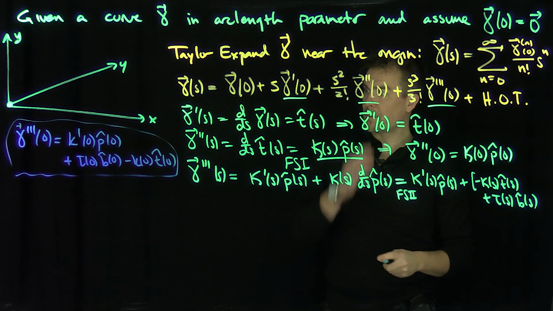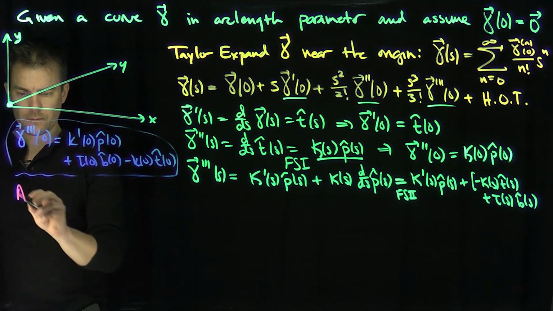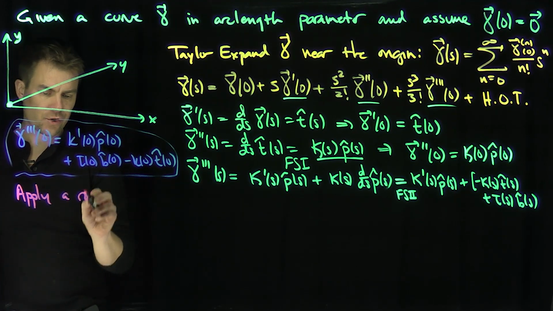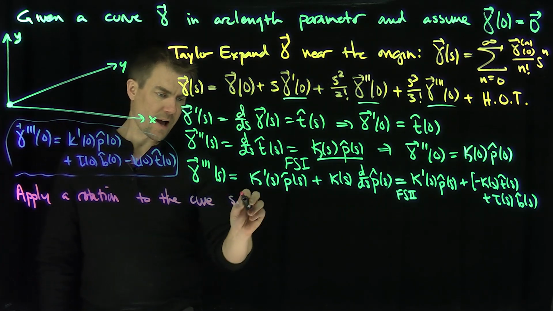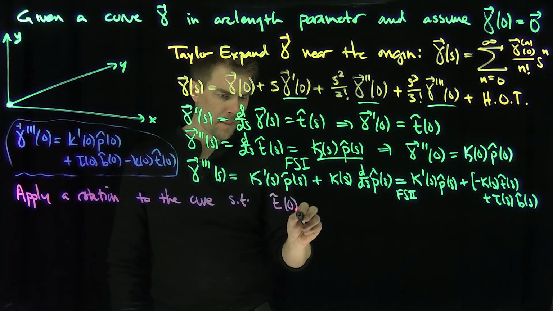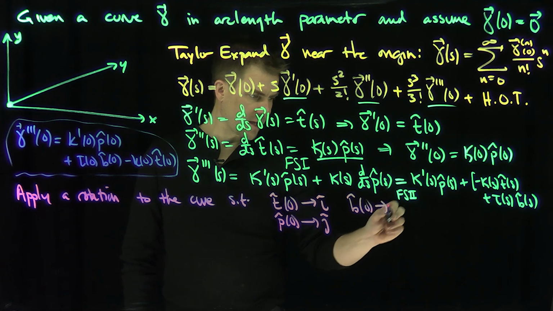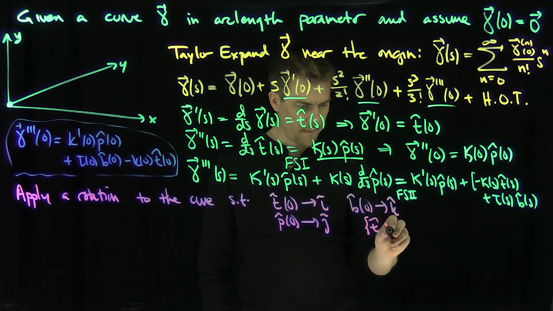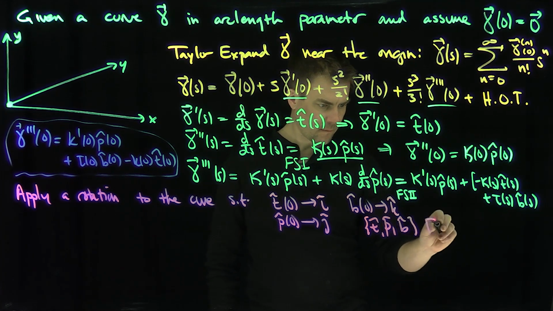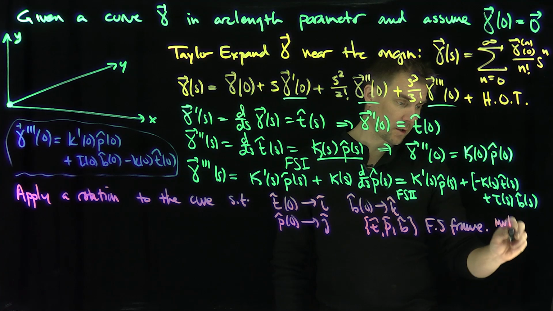And so now what I want to do is arrange these things so I can apply a rigid motion to the curve. So apply a rotation to the curve such that t hat of 0 goes to i hat, p hat of 0 goes to j hat, and b hat of 0 goes to k hat. Okay? I know that T, P, and B is the Frenet-Serret frame, and these are mutually orthogonal vectors. So they're mutually perpendicular.